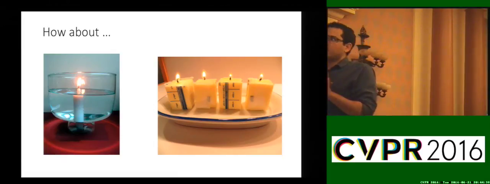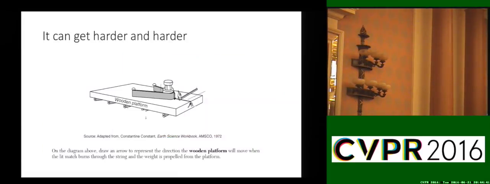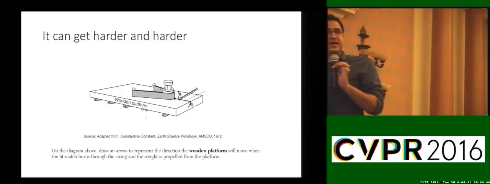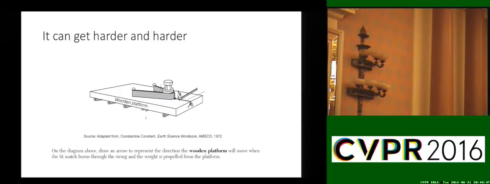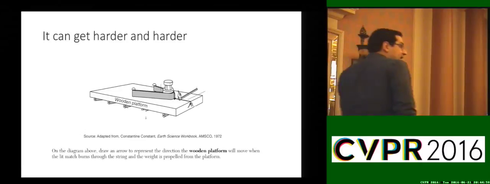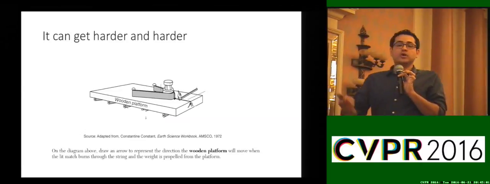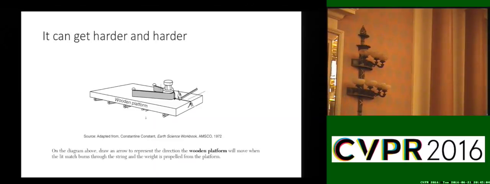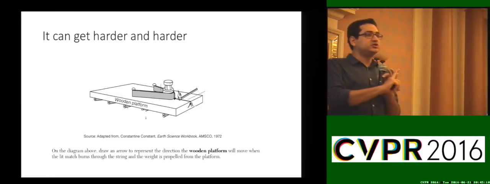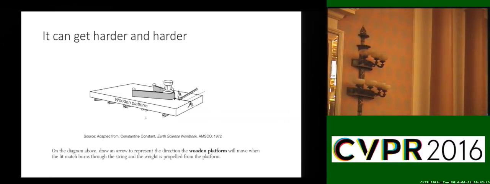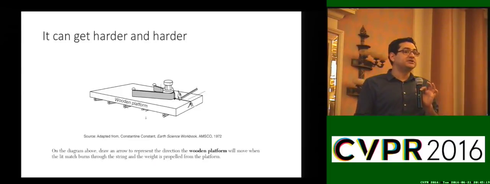Okay, so the problem gets harder and harder. This was the example that gave me a nightmare. The question is, what's going to happen to the board? There is a fire under a string, and the question is what's going to happen to that wooden platform? Just imagine how much I need to know to answer that question. I need to know that fire is going to cause damage to the string. I know that when the string goes, this thing might move this way, and as a result, the wooden platform might go in the opposite direction.